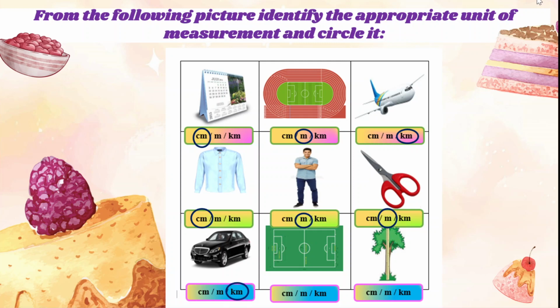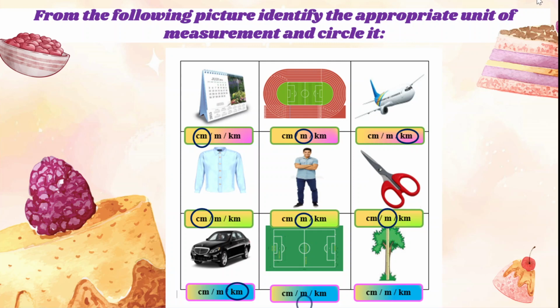Next one, car. The distance covered by a car is very similar to the aeroplane. When we travel from one state to another state, or one district to another district, on either side of the road you can see the distance between the two cities or two states represented in terms of kilometers. So the car covers a huge distance and it is represented in terms of kilometers.